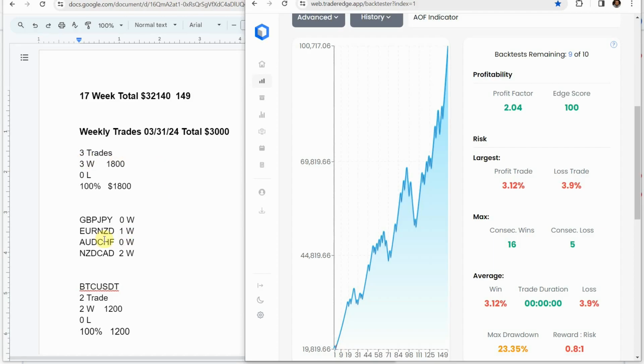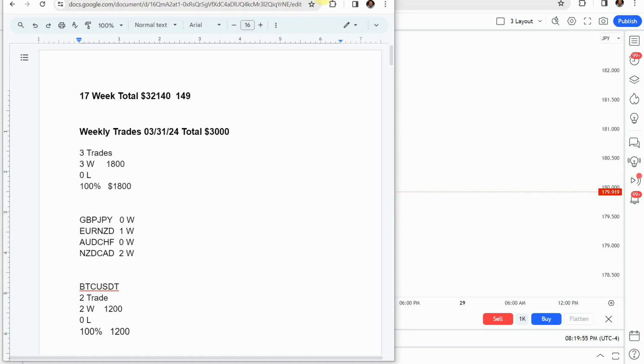So last week on the Forex pairs, we had 3 trades altogether, 3 winning trades. A 100% win rate would have been a gain of $1,800. On the crypto coin, we had 2 trades, 2 winning trades, a 100% win rate again, and a gain of $1,200. That would have been an overall gain of $3,000 altogether. And so now at the 17-week total, we would have been up $32,140 over 149 trades. Really good stuff from the Academy of Forex Indicator.